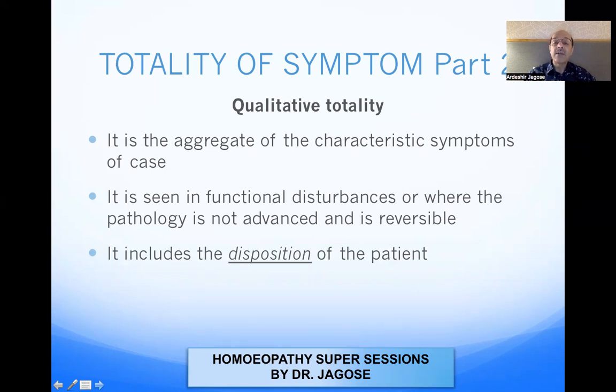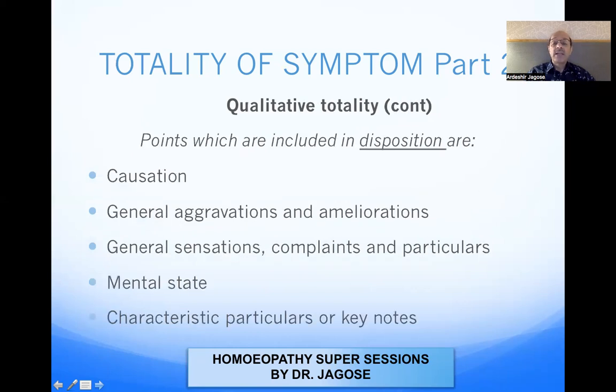So when will we see this qualitative totality? Generally, we see it in reversible conditions or in conditions which are functional, and the pathology is just in the beginning stage, it is not advanced, or it is a borderline case between reversibility and irreversibility. You are getting both common and PQRS symptoms. Then in this manner, whatever totality you take, it is known as the qualitative totality, and the pathology is generally reversible. And the qualitative totality is identified by the disposition of the patient.